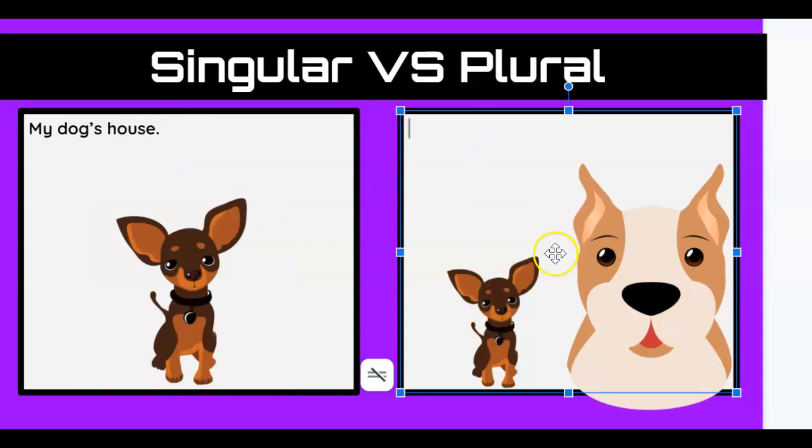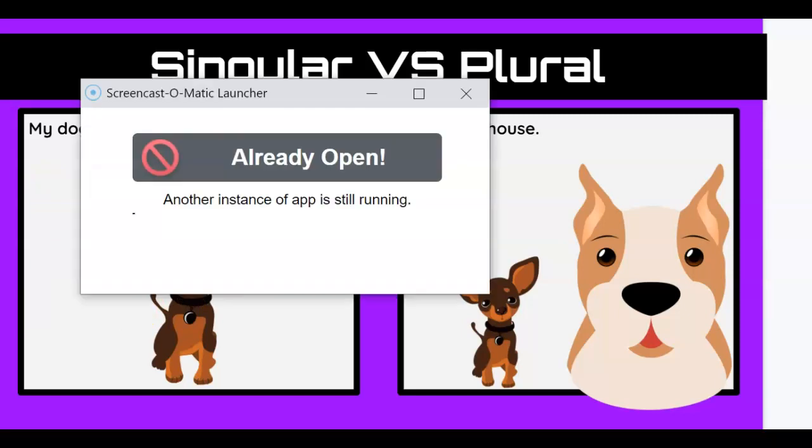Now let's say I have two dogs. My dogs' house. To tell the difference, we put the apostrophe after the S, because these are dogs with an S, and this is a dog with no S. If the noun is already plural, that means it has an S on it, then we add the apostrophe after the S. Today we'll be sorting some words in our class kick by singular and plural nouns. Let's go ahead and get started.